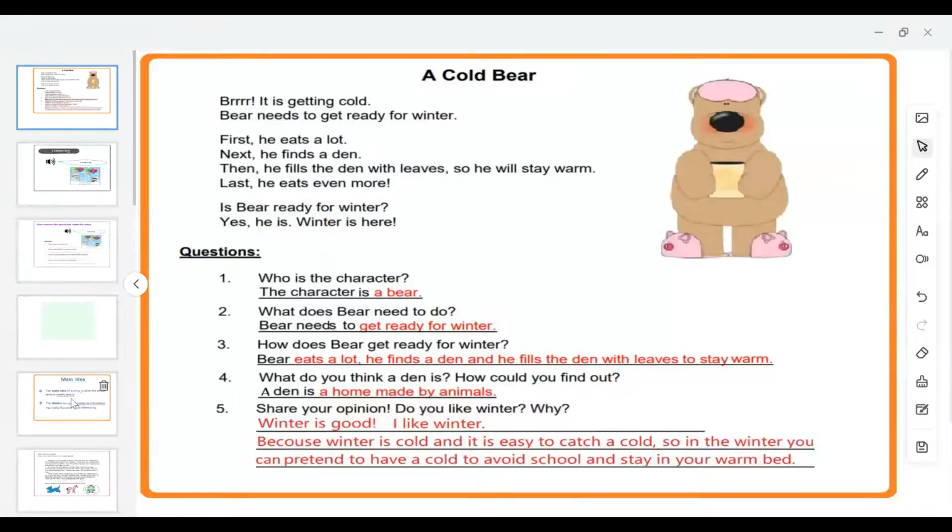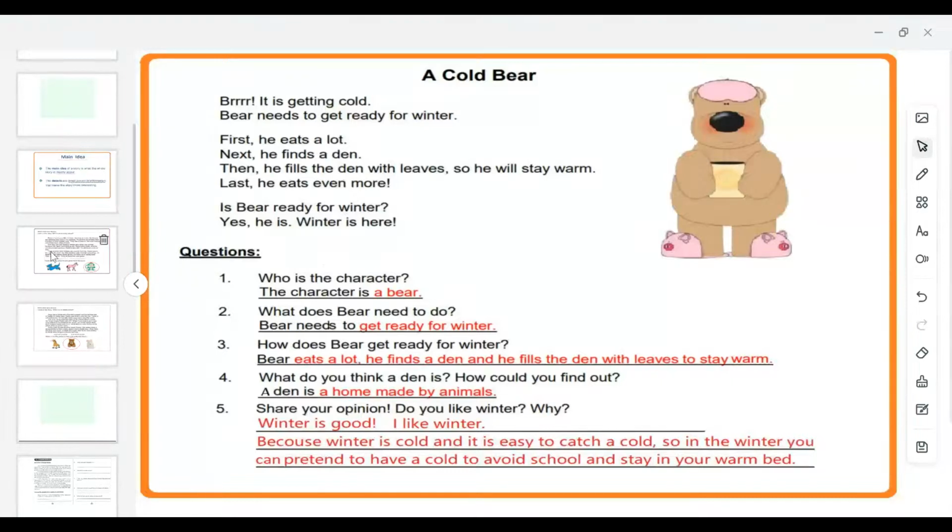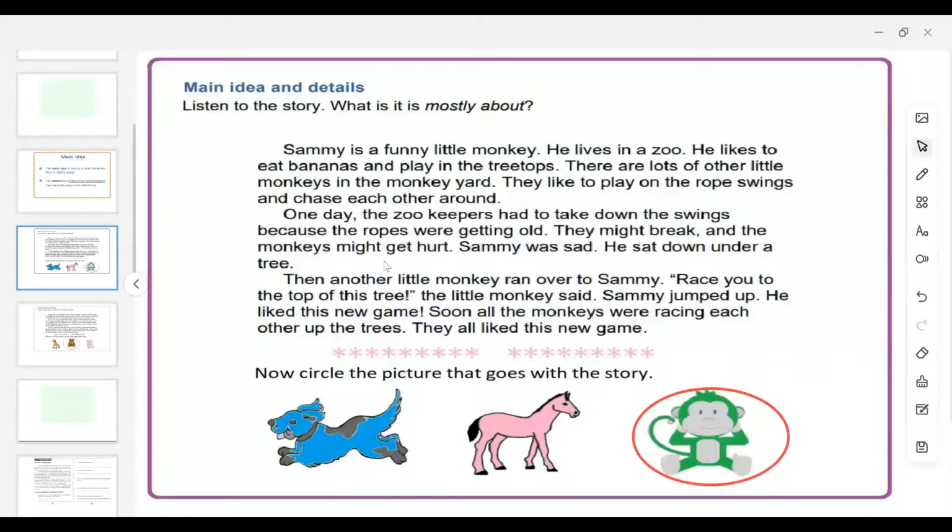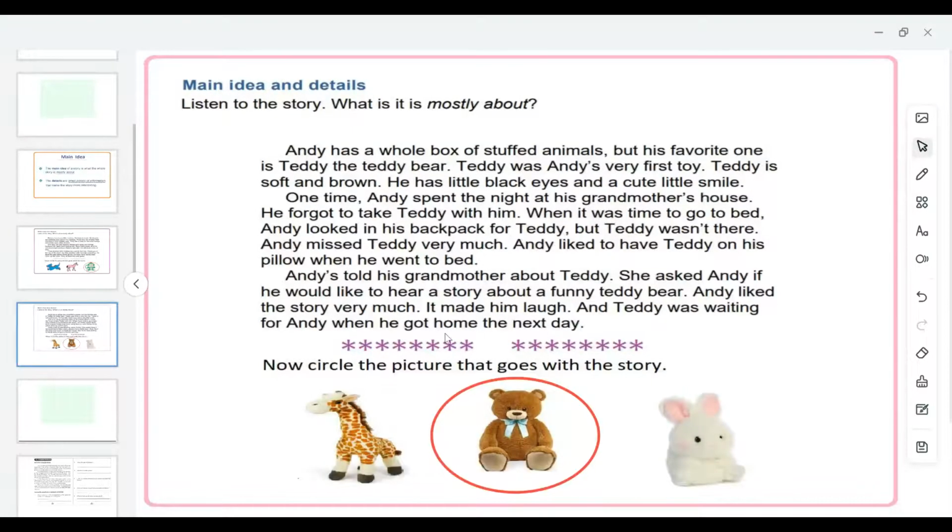The main idea we had learned today: these two little stories, when you listen or read, you straight away will find out it is not the dog. It doesn't talk about the horse. It is the monkey. The next story, the same.